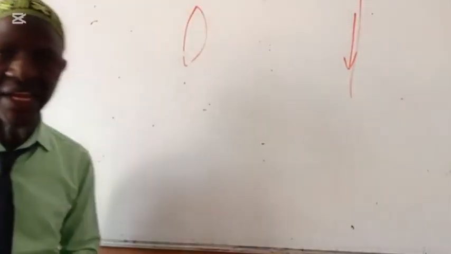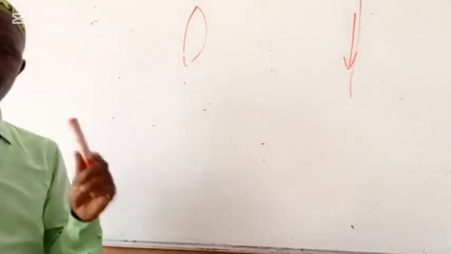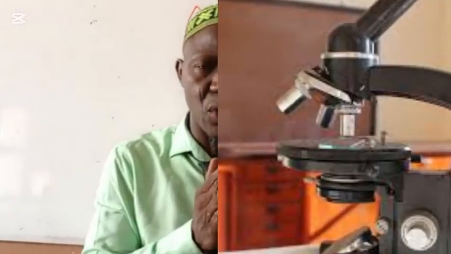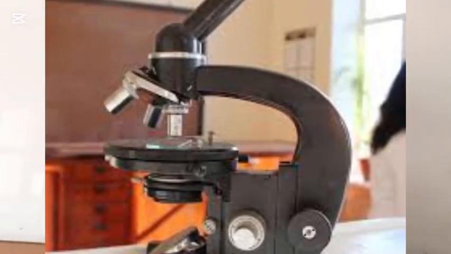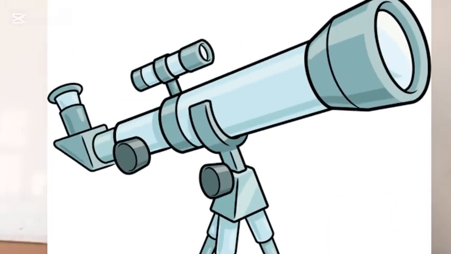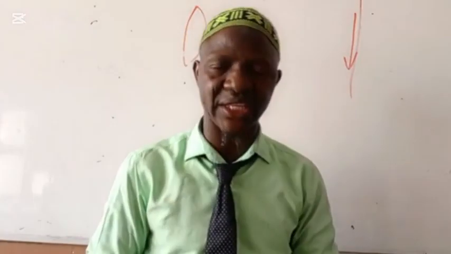Then the next one is a simple microscope. We have microscope, we have telescope. For the microscope, we use it to view a very small object that's very close to the lens, to make it what? Magnified. Then the opposite of the microscope is that of the telescope. For the telescope, we use it to view a very big object at a very far distance from the lens. Now let's talk about the microscope first.